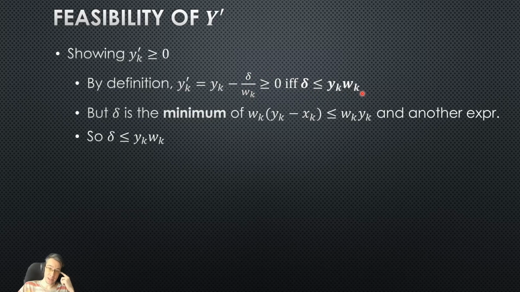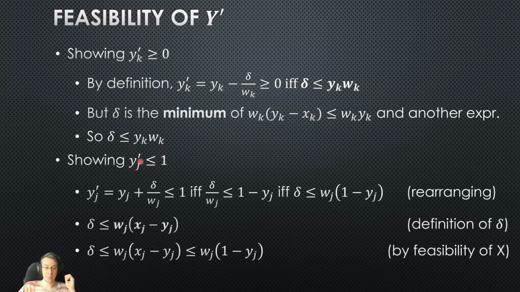But remember, delta is the minimum of two expressions, and one of those expressions is w_k times (y_k minus x_k). Well, w_k times y_k minus w_k times x_k is less than or equal to w_k times y_k. Okay, so there you go. Delta is less than or equal to y_k w_k.